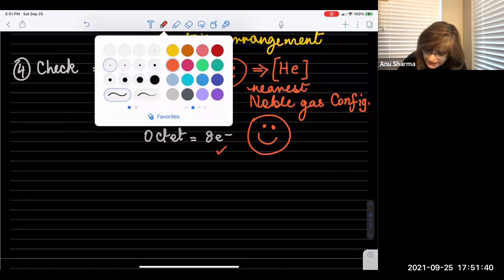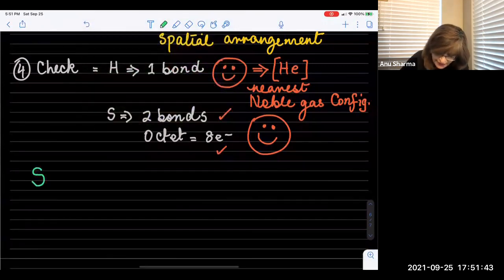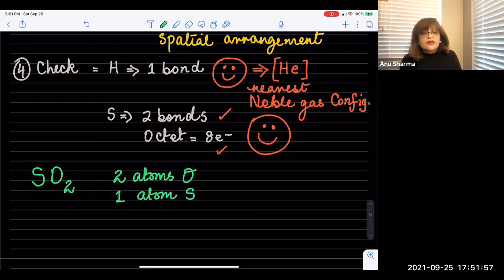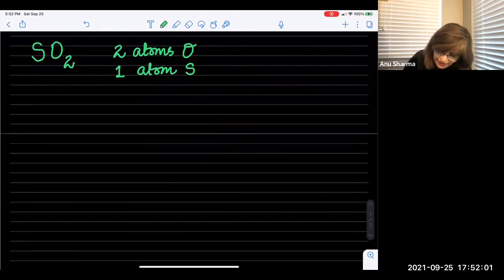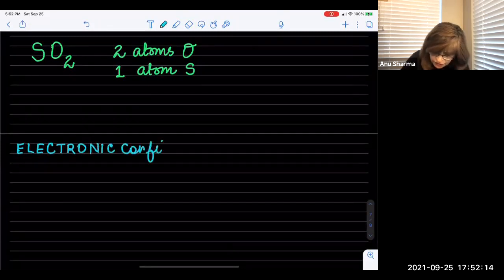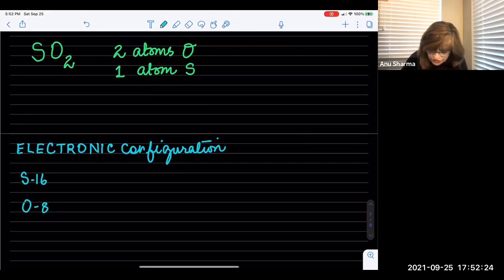Okay, now let's move forward with another example, sulfur dioxide, in which there are 2 atoms of oxygen bonded to 1 atom of sulfur. So what is the story here? First of all, let's look at the electronic configuration, because the picture becomes much clearer when you do that. So here is the electronic configuration of sulfur and oxygen. Sulfur has 16 electrons, and oxygen has 8 electrons. So 16 electrons, neon, 10, okay?